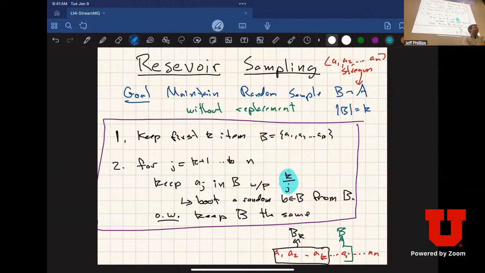Yeah. I'm so confused what this probability is, k over j. Yeah, so k is the number of things I'm keeping overall, the size of the set B. And j is the jth point in the stream.